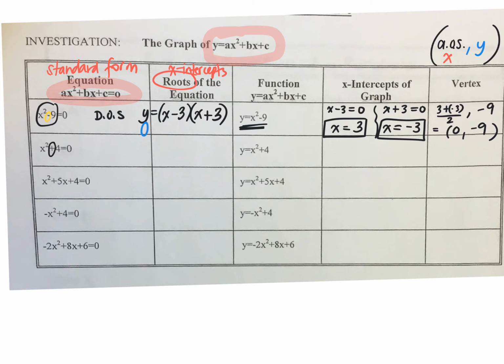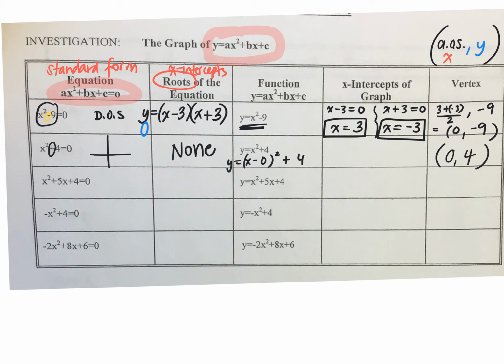This is not a difference of squares. I cannot find a common factor. It cannot be factored, which means that there are no roots of the equation. There are no x-intercepts. Is that possible? Think about it. What's the vertex? Where's the vertex located for this one? We can rewrite it as x take away 0 squared plus 4. I can rewrite it in vertex form. Where's the vertex? 0, 4, right?